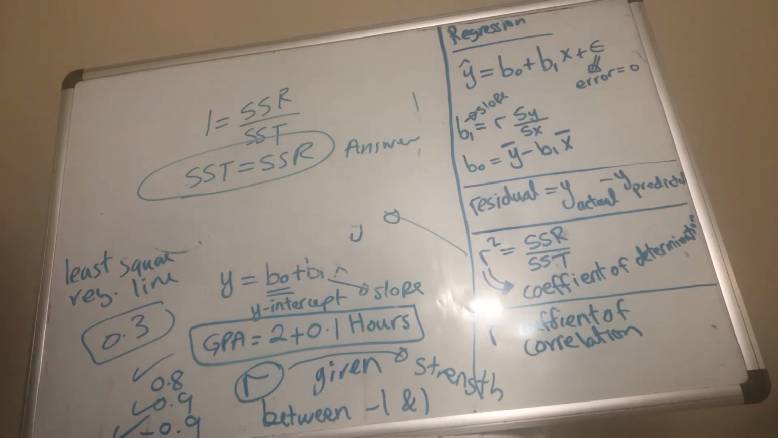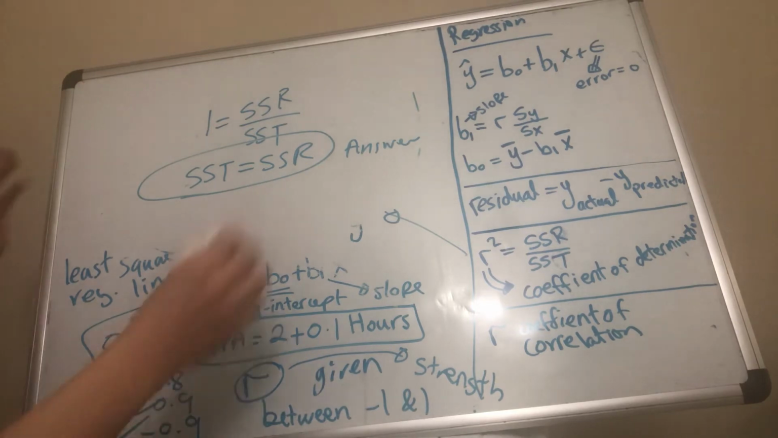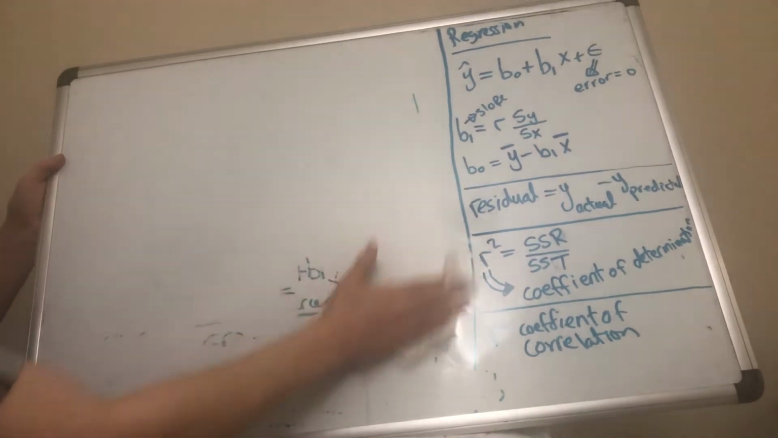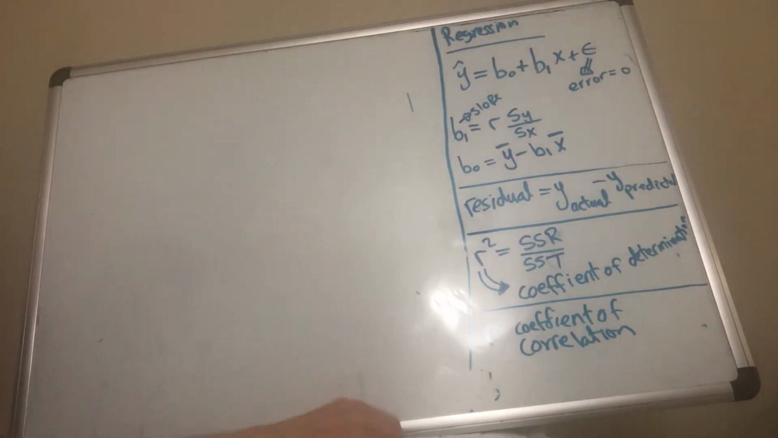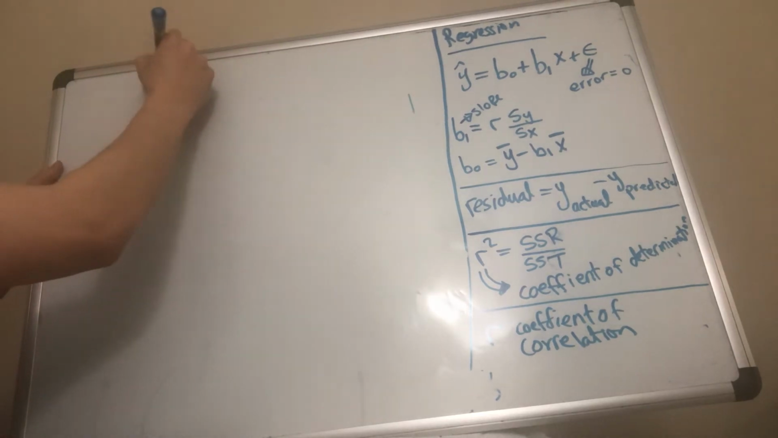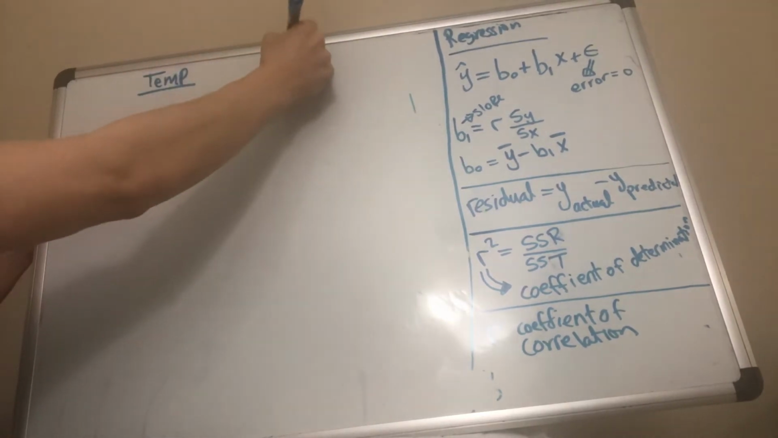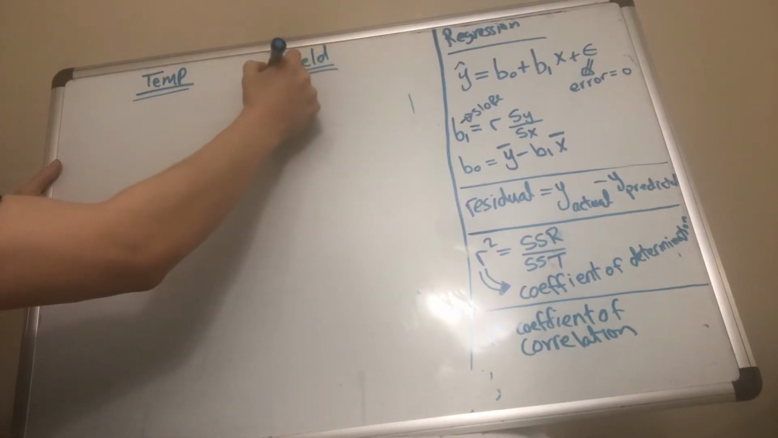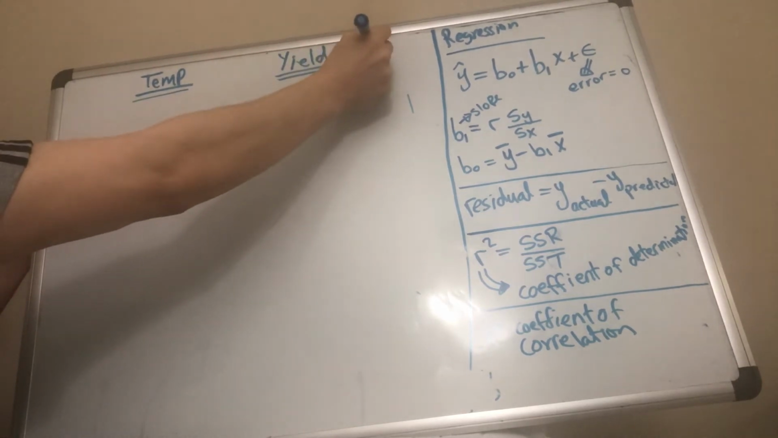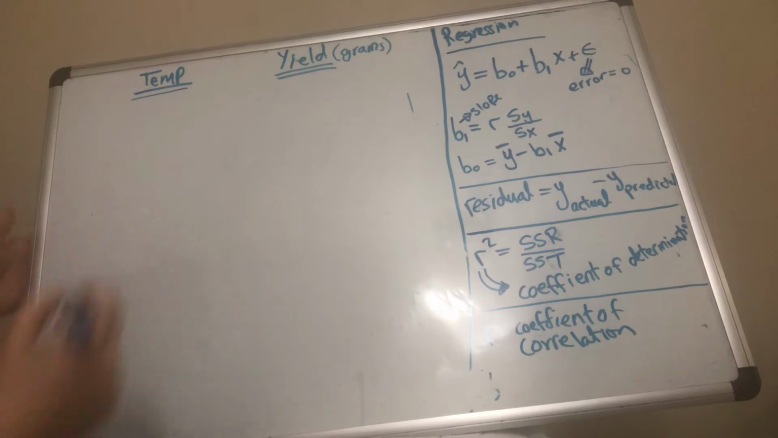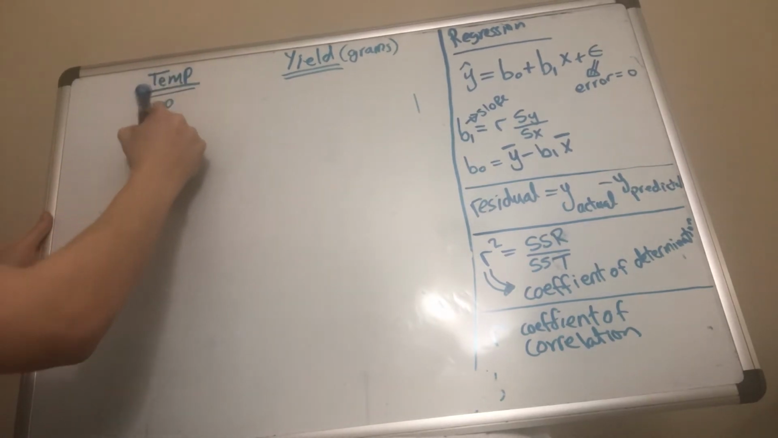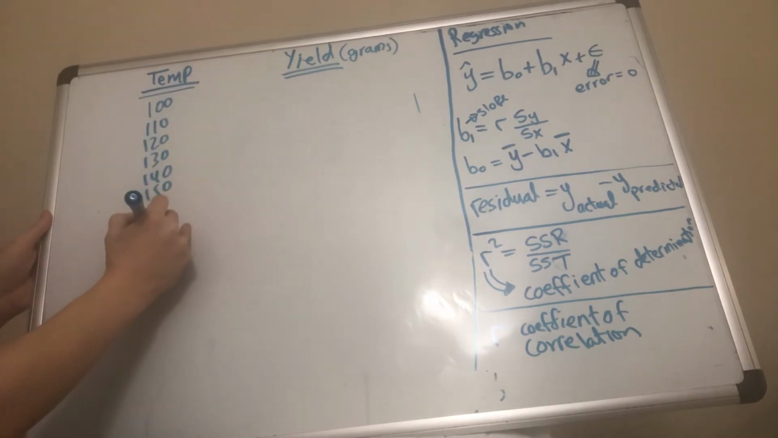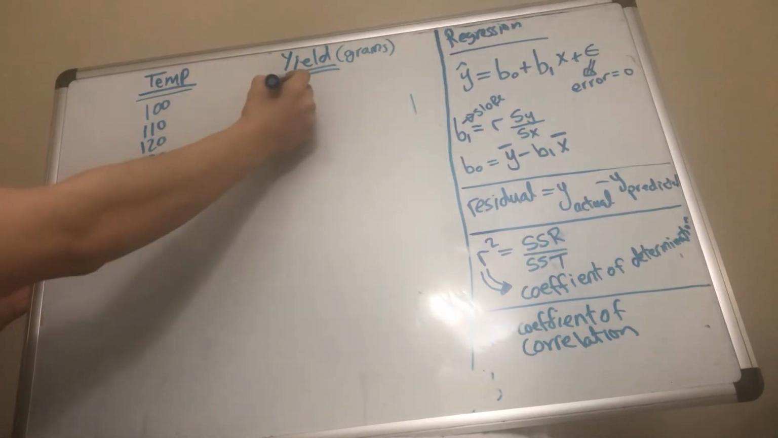And then they ask you a complete question. In this assignment, you have two things: temperature and yield, measured in grams. They start at 100, 110, 120, 130, 140, 150, all the way to 190, and they give you what the yield is.